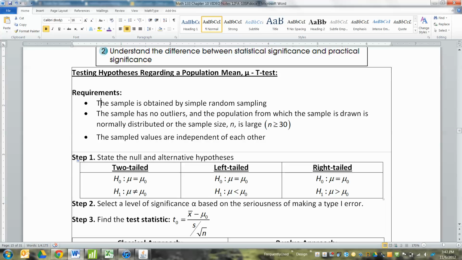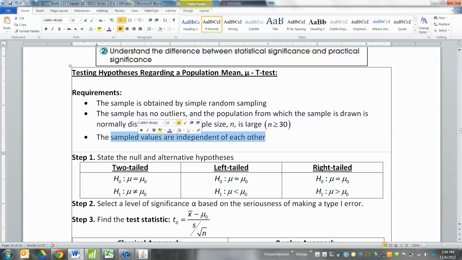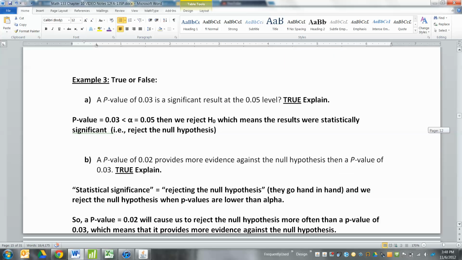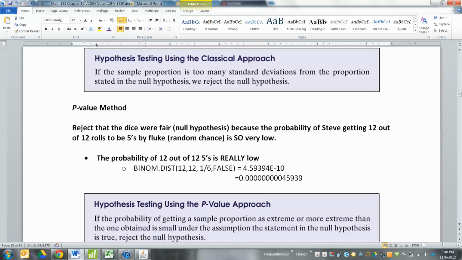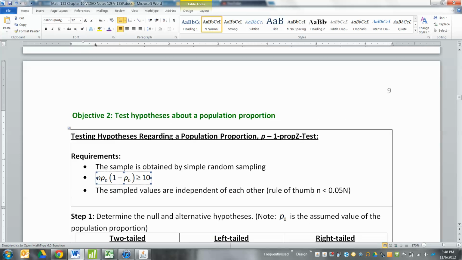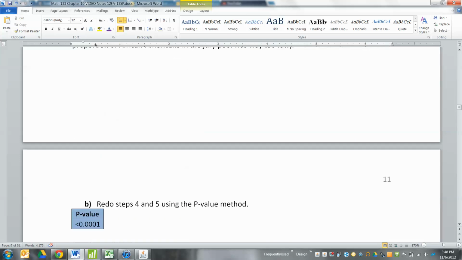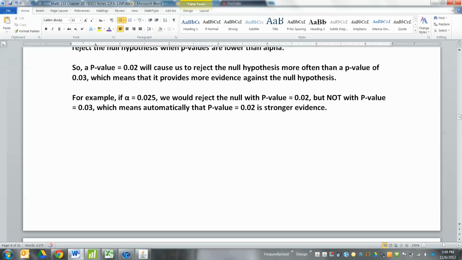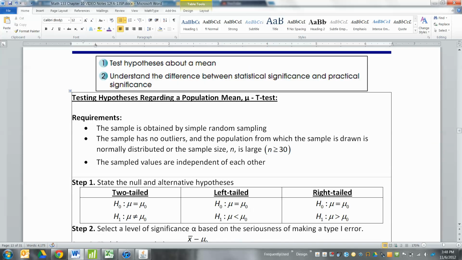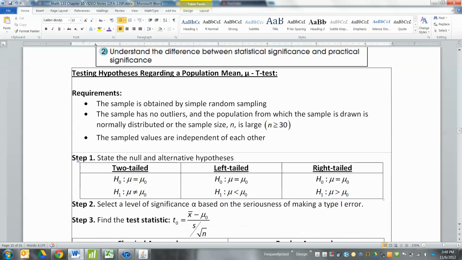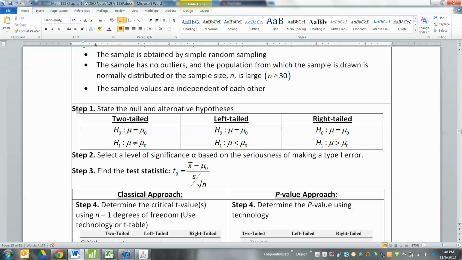Notice in this case, simple random sampling is needed, independence is needed, just like before, but here we only need n to be larger than 30. That's not the case for proportions. For proportions, you need to have it so that n times p times 1 minus p is greater than 10, okay? But for means, we only need n to be larger than 30. That's what we learned in section 8.1, that as long as it was larger than 30, then it would be basically normal.